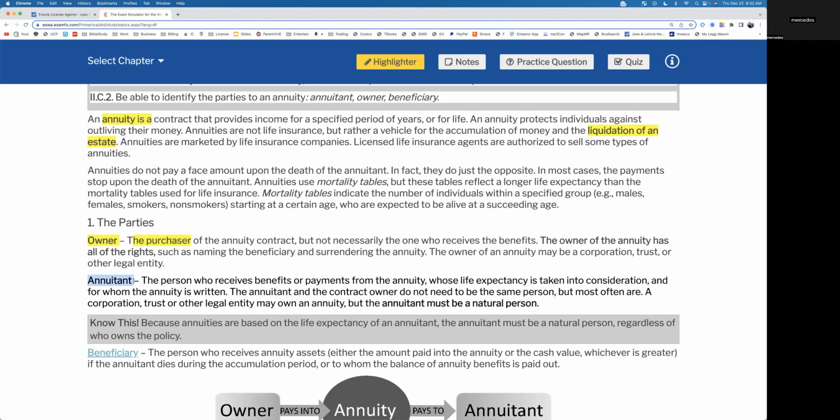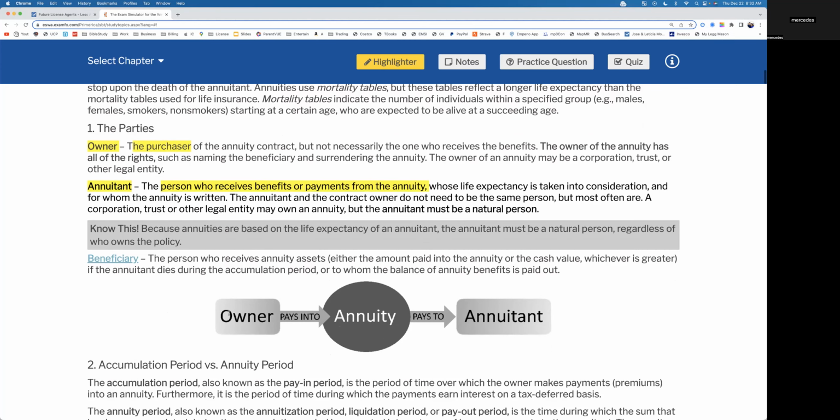Then there's an annuitant, which is the person who receives the benefits or the payments from the annuity, just like in life insurance. Well, in life insurance, the beneficiary is the one that gets the benefit when the owner, when the insured dies. You see what I mean? It's a little different. This one, you don't have to die to get the benefit. The annuitant gets the benefit when he retires or when he wants to start withdrawing income.